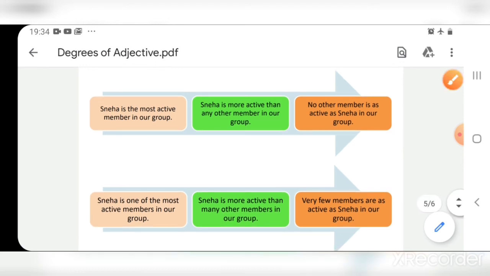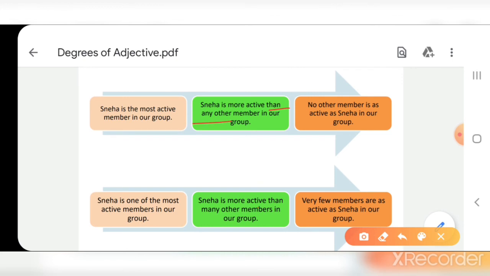So just focus on the differences. Than any other, than many other, one of the most, no other member, very few members. So these are a few differences. I hope you understand this topic.